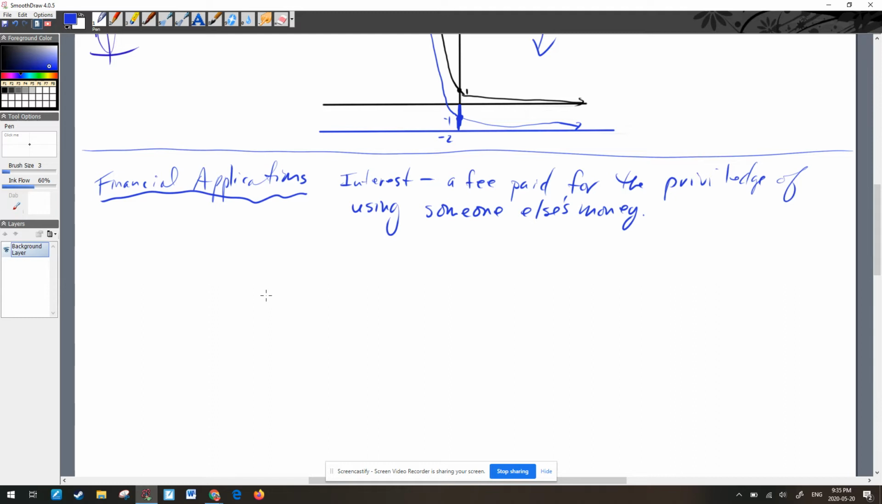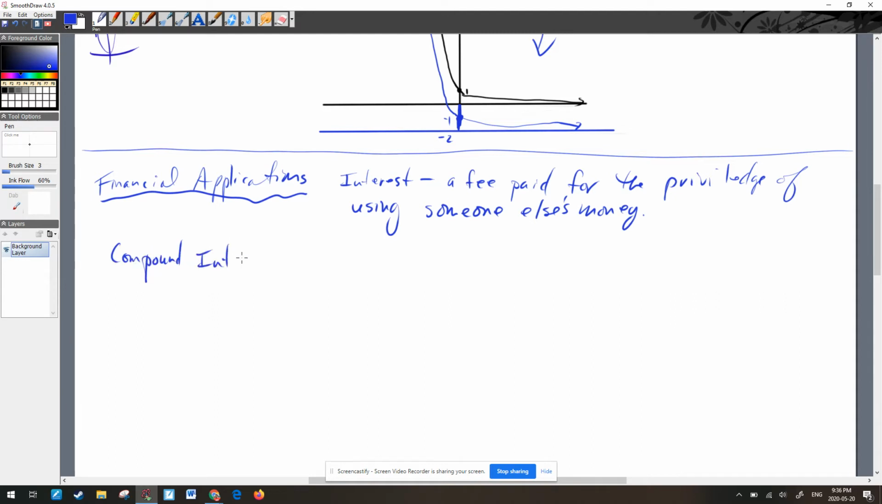So interest is based on how risky it is perceived for them to give to you, which is, I'm overloading you with information like crazy. But suffice it to say, interest is a fee that's paid for the privilege of using someone else's money. Now, interest, typically speaking, is compounded. So here's what I'm going to talk about: compound interest.